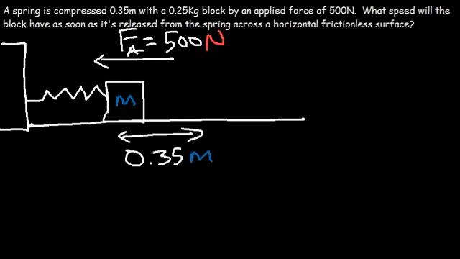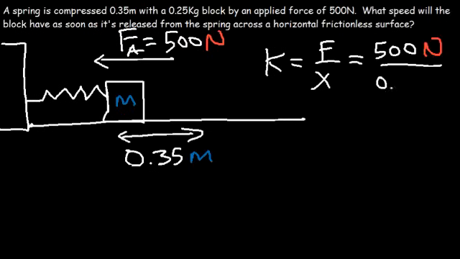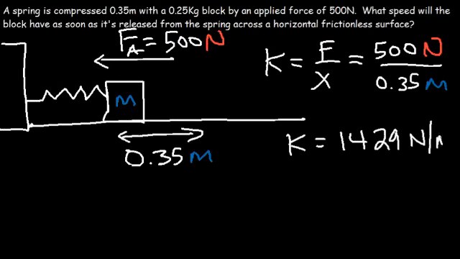The first thing that we need to do is find the spring constant k. So F is equal to kx, therefore k is the force divided by x. So we have an applied force of 500 newtons, which compresses the spring by 0.35 meters. So if we divide these two, we'll see that the spring constant is about 1429, rounded to the nearest whole number, newtons per meter. So now that we have the spring constant, we can use conservation of energy to calculate how fast it's going to move.